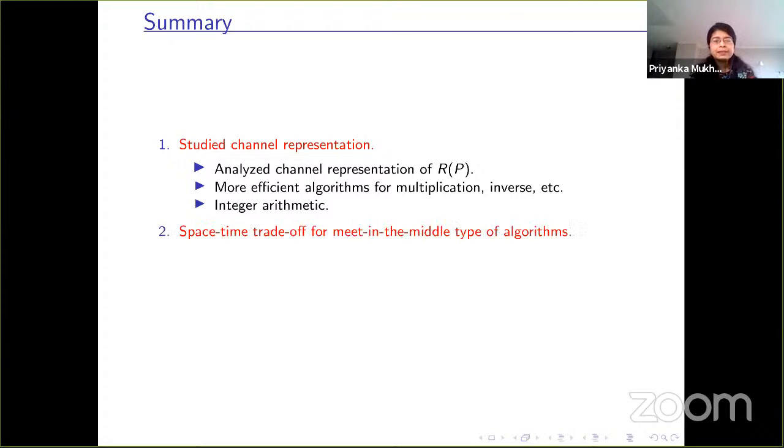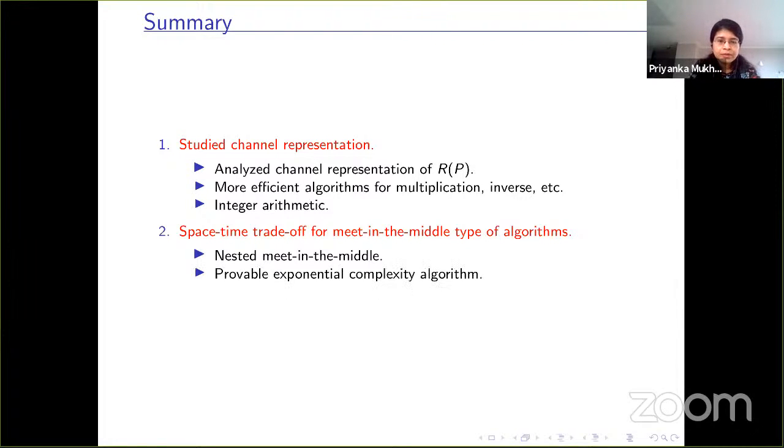Then we obtained space-time trade-offs for meet-in-the-middle type of algorithms. So we basically developed a nested meet-in-the-middle algorithm, which helped us obtain the space-time trade-off. And these are provable exponential complexity algorithms. And we also described a polynomial complexity heuristic algorithm.